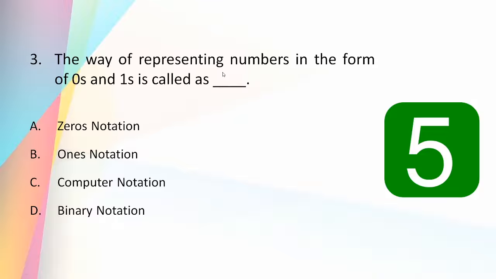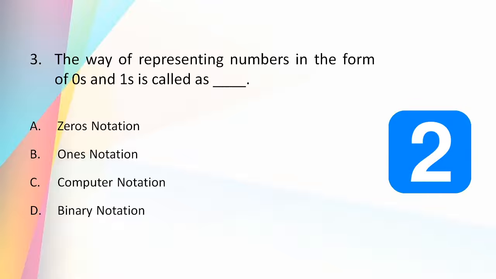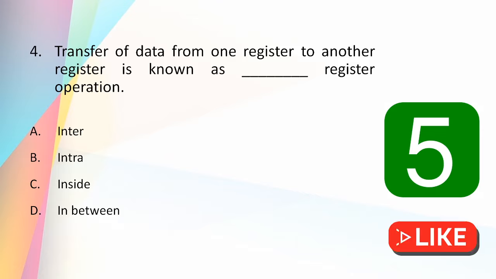That's it. The way of representing numbers in the form of zeros and ones is called: zeros notation, ones notation, computer notation, binary notation. And here you go. And the answer is binary notation. So binary notation or binary number system is the way of representing numbers in the form of ones and zeros.